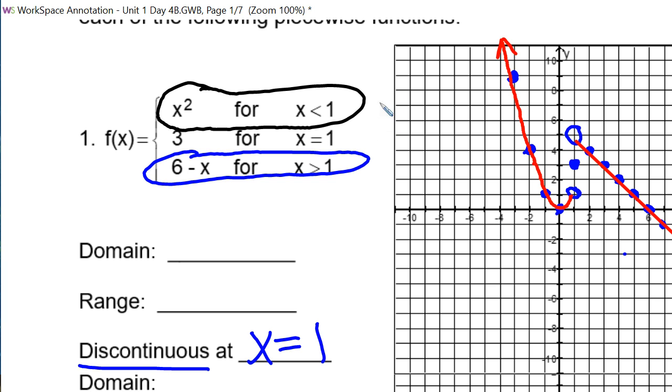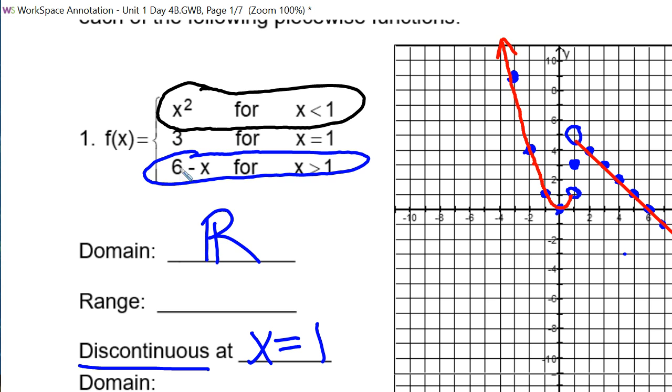Notice we have a hole here and a hole here, but what's in between them? That point closes in the gap for us. So our domain is actually going to be all real numbers. So check where it's discontinuous to see if maybe you have a closed point to fill in that gap.